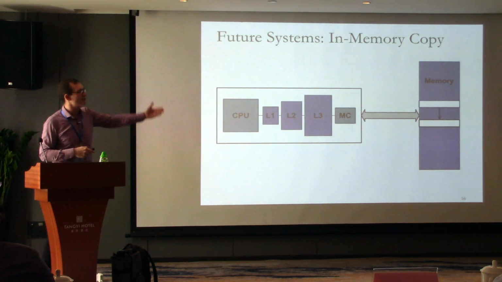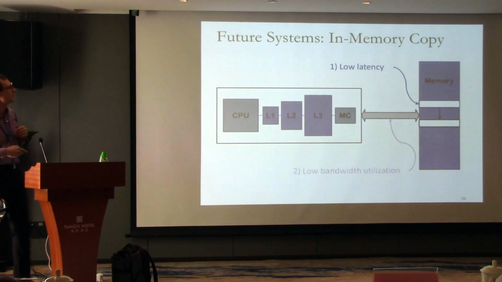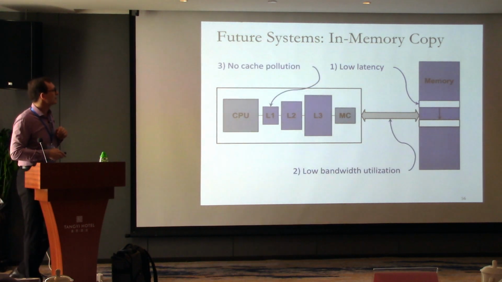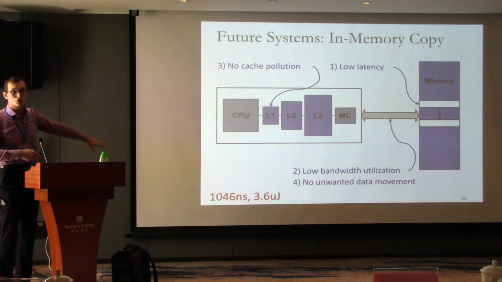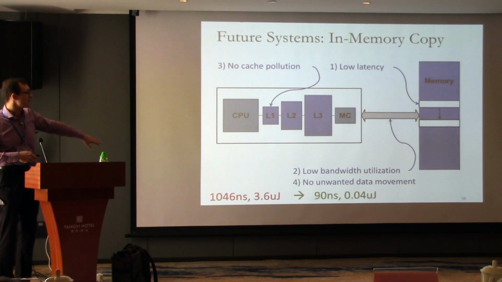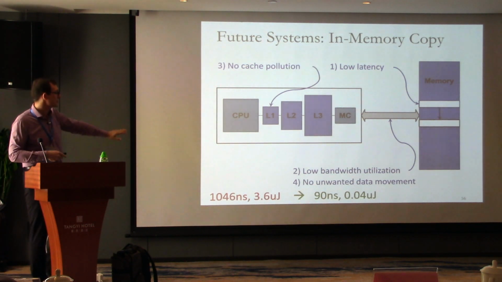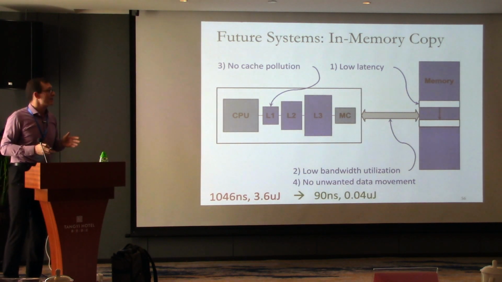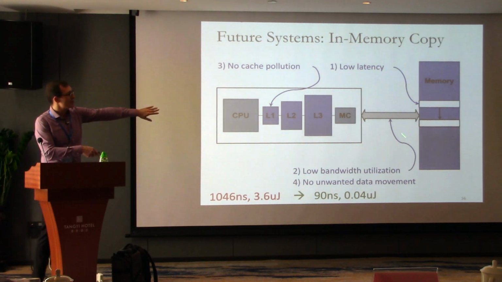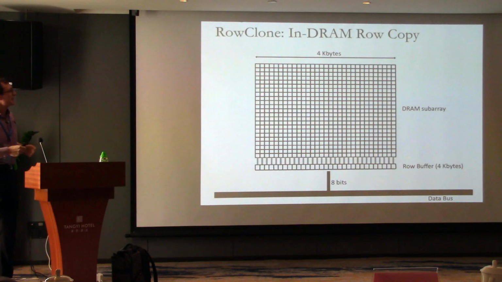So if we are able to do this completely in memory without disturbing anything else in the system, clearly this will be low latency, low bandwidth utilization, no cache pollution, and no unwanted data movement. Essentially, I'm going to show you a mechanism that takes us 1,000 nanoseconds, brings it down to 90 nanoseconds. Actually, if you optimize it, you can go down to 70 nanoseconds or so, and 3.6 microjoules to 0.04 microjoules. And the idea is actually very simple. Basically, the high-level concept is this, but of course, you need to go down into the details of how you do it. And the detail is called RowClone.